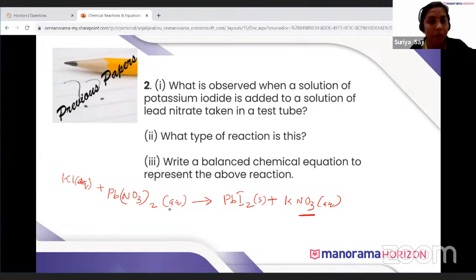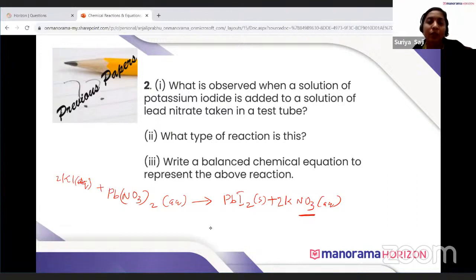KI. We will check whether this equation is balanced or not. Okay, here there are 2 nitrates, so we'll give 2 KNO3. So potassium will also give 2 KI. Here now we are seeing 2 K are there, 2 I are there. Okay, nitrate is there, and also 1 Pb. So for balancing, what we need to do? We need to first focus on the atom that has the more number. Okay, so like that we can balance.